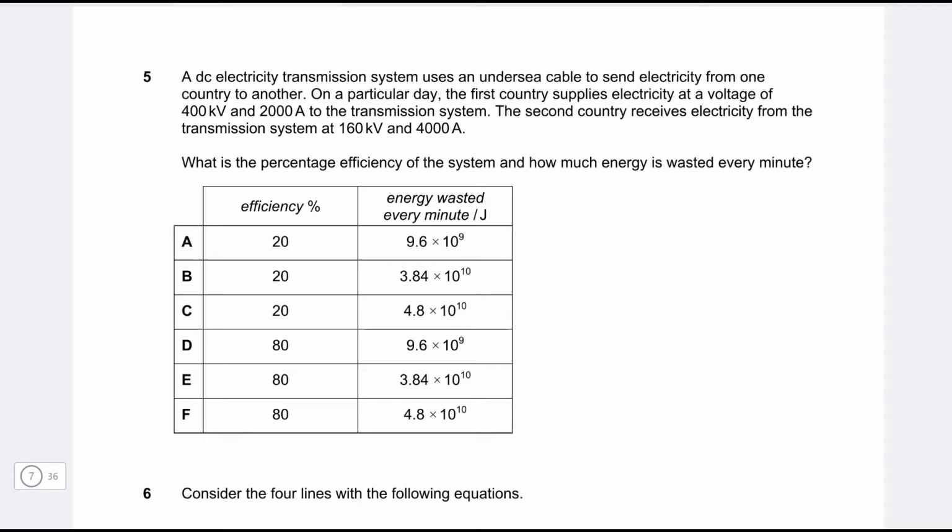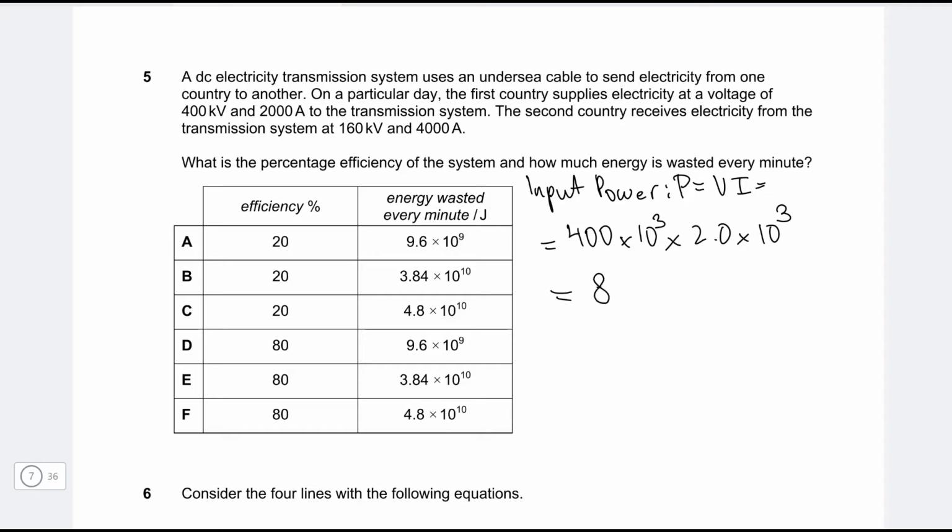Okay, well, let's calculate our input power. I'm just going to write over here that this is our input power, and we'll just use P is equal to VI for this. Now voltage is 400 times 10 to the 3 multiplied by 2000, which is just 2.0 times 10 to the 3, and this will be equal to 8 times 10 to the 6 times 10 to the 2, so it's going to be 8 times 10 to the 8 watts, and this is our total input power.